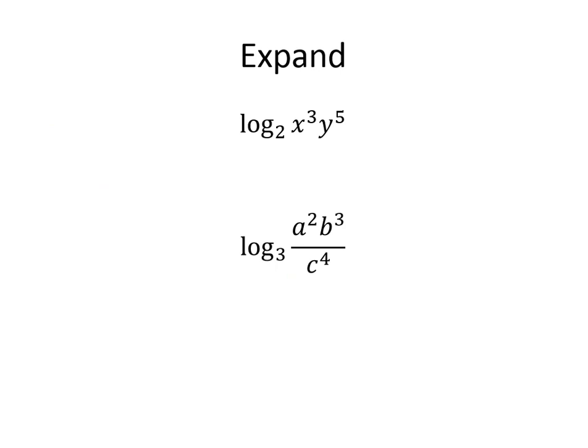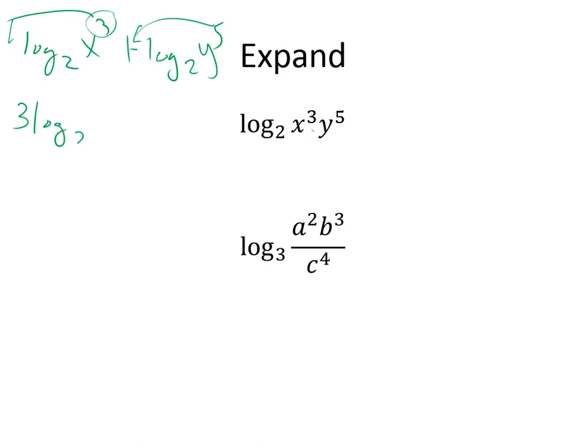So here, we've got these two being multiplied together, so that means we can add them. We'll have log base 2 of x cubed plus log base 2 of y to the fifth. Now with these powers, we'd want to drop these powers out front of each one respectively. So we would have 3 log base 2 of x plus 5 log base 2 of y. And that would be our expanded form, with adding and subtracting.